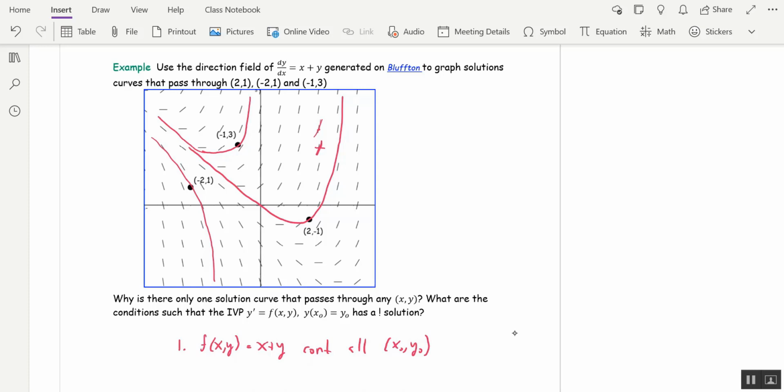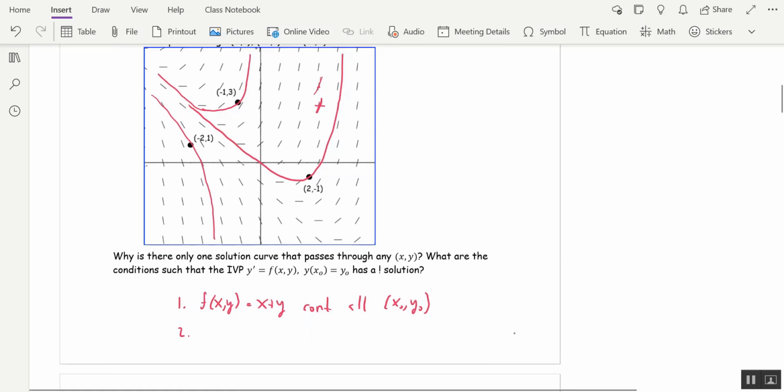What about condition 2? If you recall, condition 2 requires that the partial derivative with respect to y of f, which in this case would be 1, also has to be continuous in a little rectangle around the point. Well, this is continuous for all x, y, so it's certainly continuous in some rectangle around x naught, y naught. So we know we have a unique solution that passes through every point in the plane.